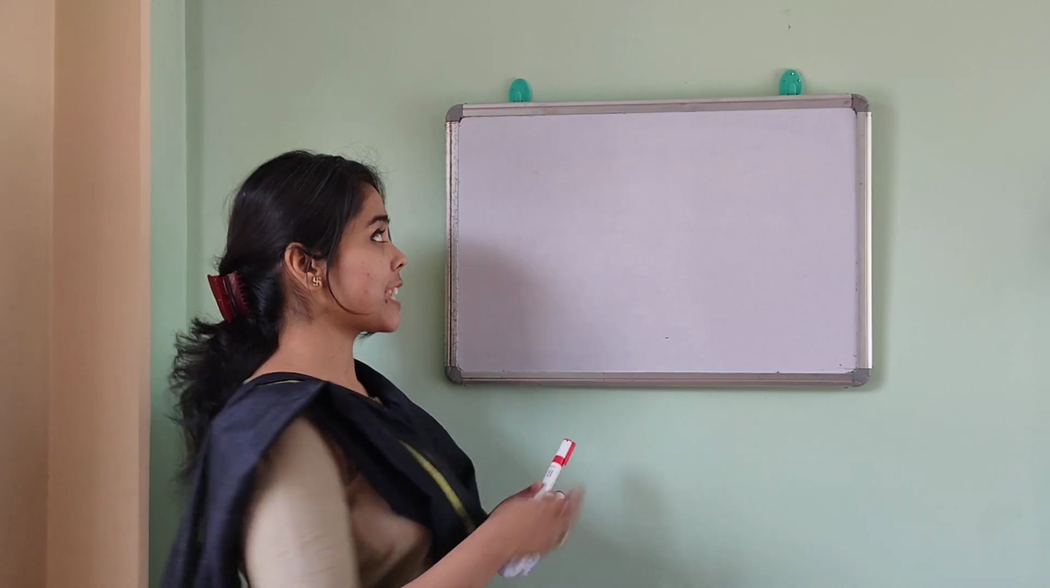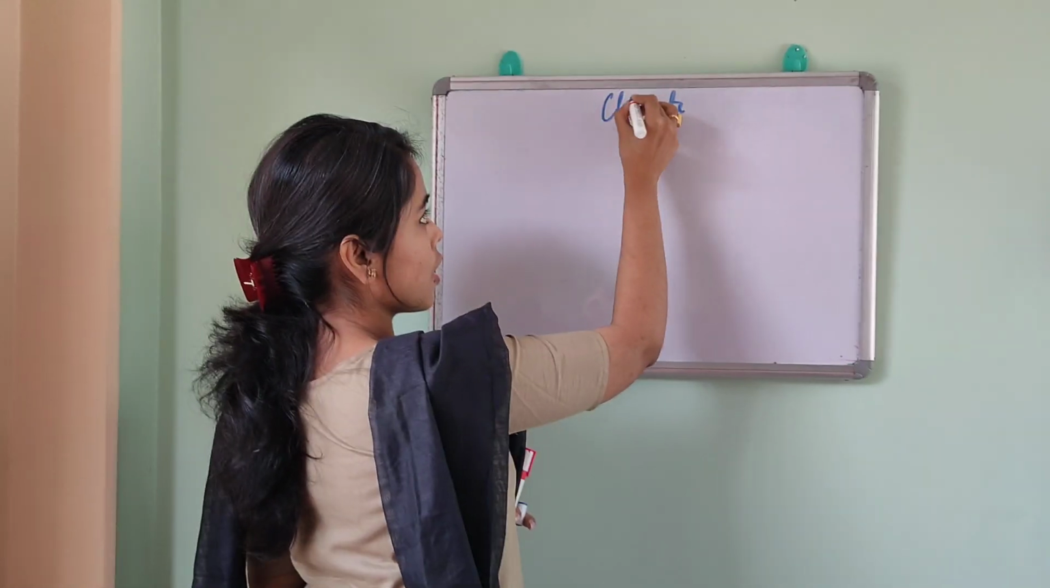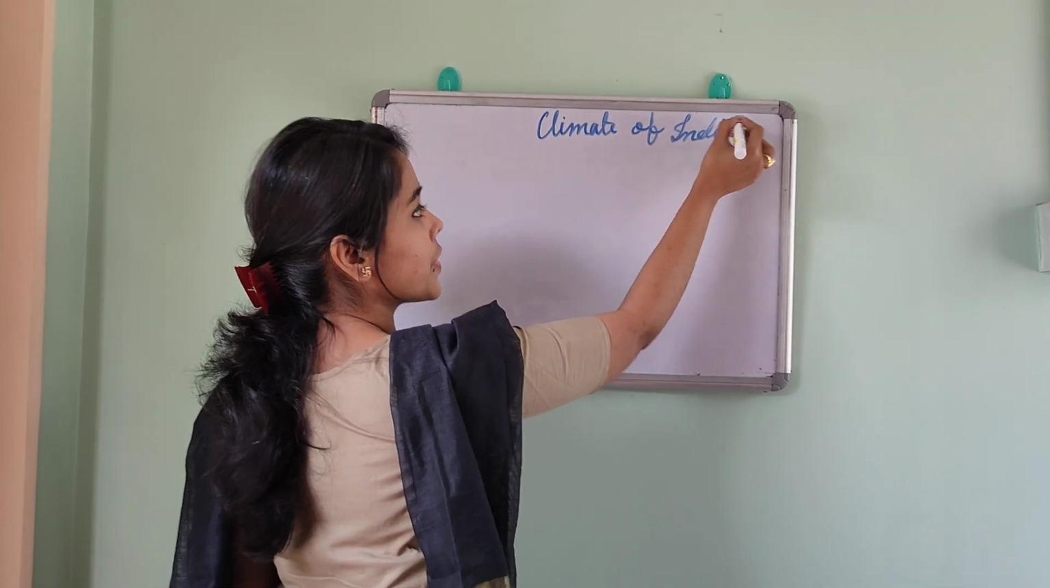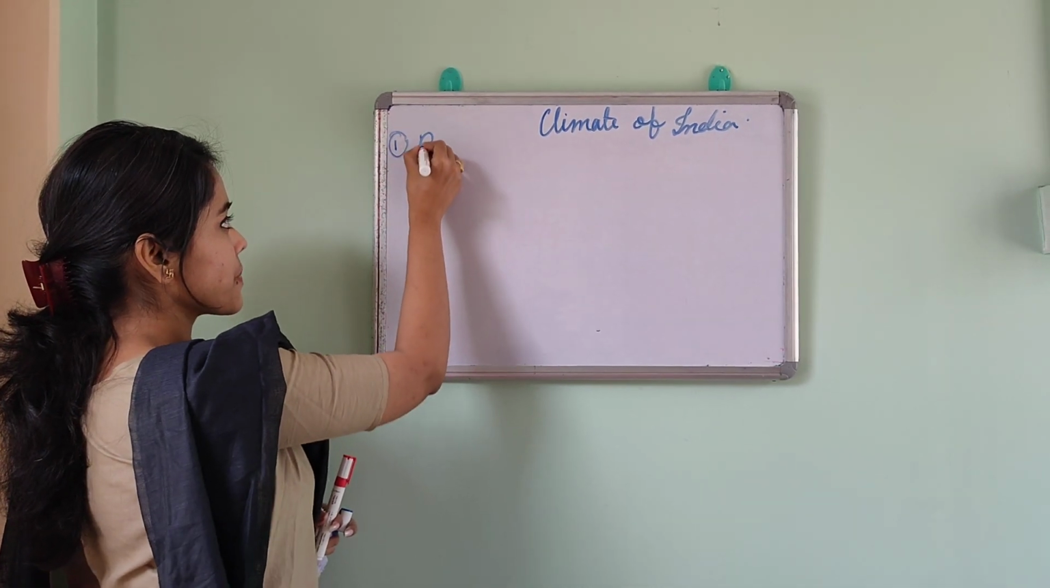In our last class, we discussed the factors affecting the climate of India. In this class, we will discuss the next topic, that is rhythm of seasons. So, what is the name of the chapter? It is Climate of India. Under this, today we will discuss the rhythm of seasons.